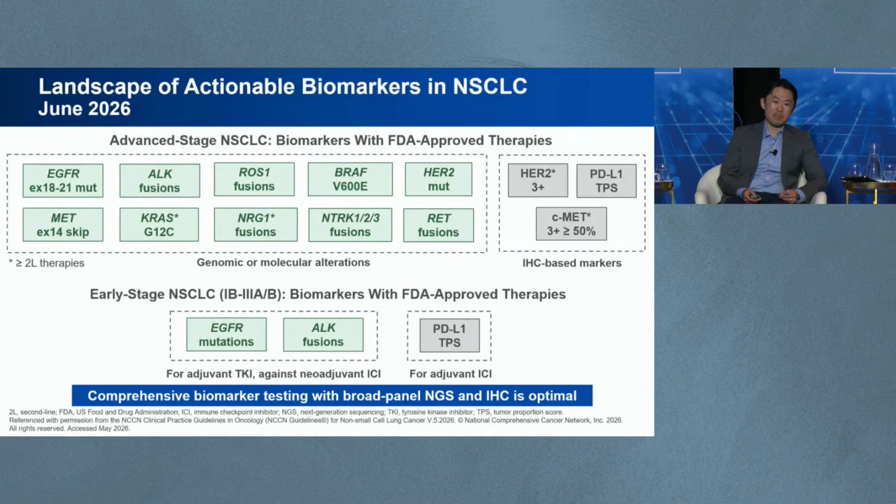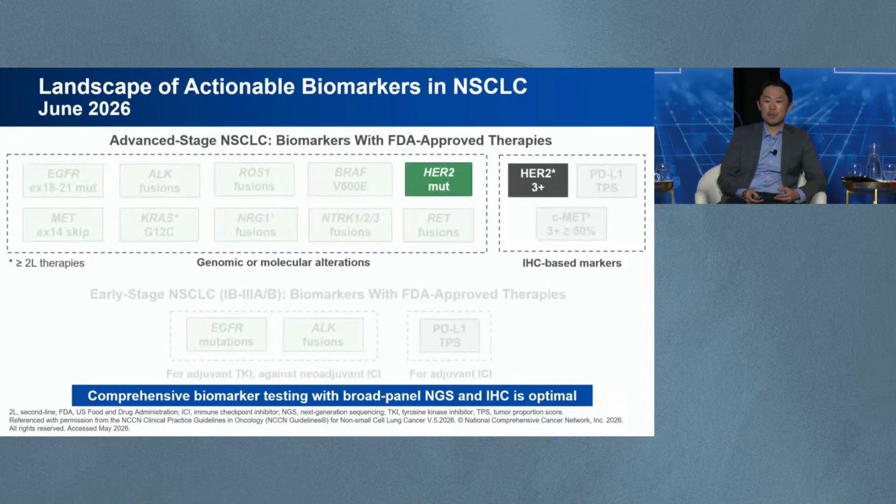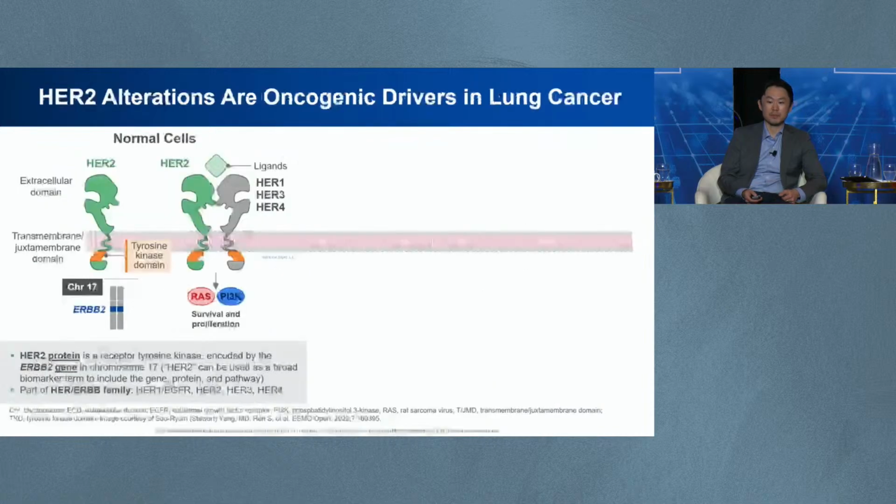And then we also have some biomarkers that are really useful and important for early stage non-small cell lung cancer as well, that are being increasingly used to guide different types of neoadjuvant as well as adjuvant therapies. And so taken together, given this increasing number of targets, we really need to think about doing comprehensive biomarker testing, utilizing a broad multi-gene panel NGS as well as IHC. And so today I wanted to focus on HER2 mutations and HER2 overexpression as actionable targets and as oncogenic drivers in our patients' lung cancer.